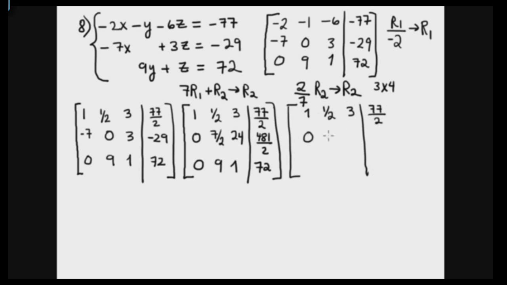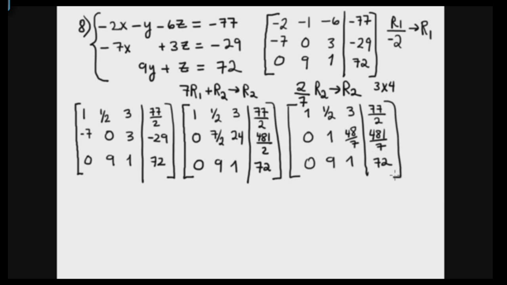Okay, you multiply by this weird number. This is 1. This is now 48 over 7. And this is 481 divided by 7. Makes sense. And 0, 9, 1 stays the same. 72.